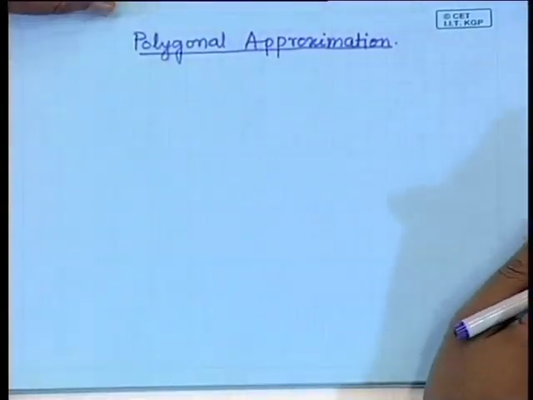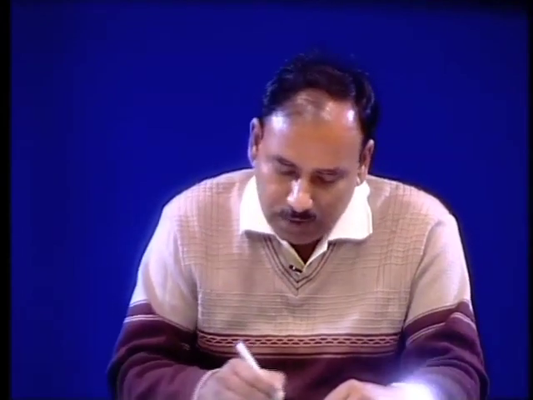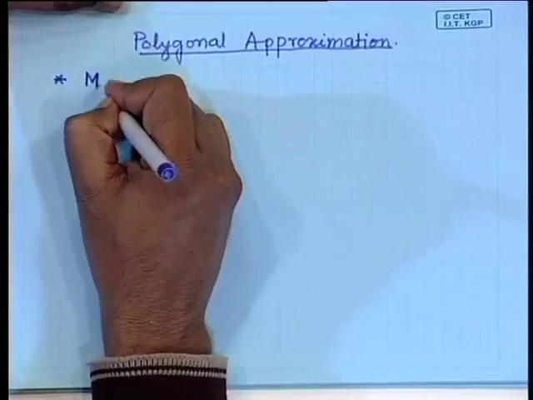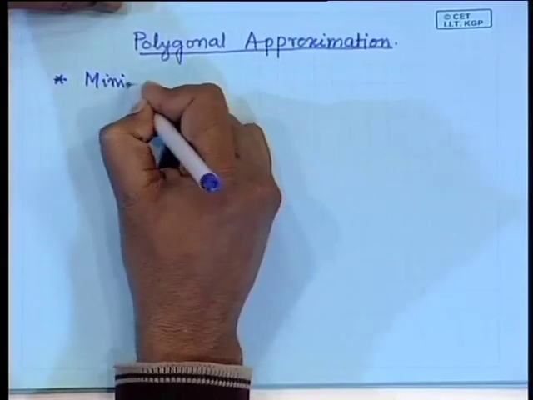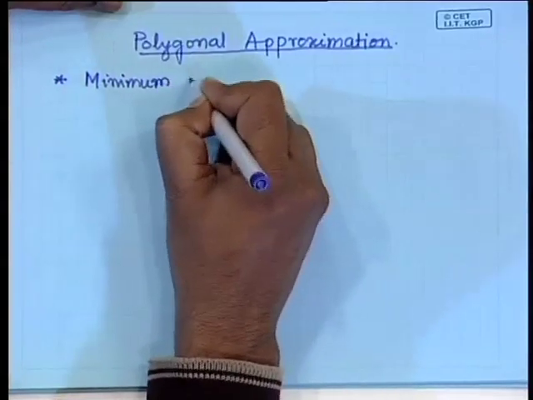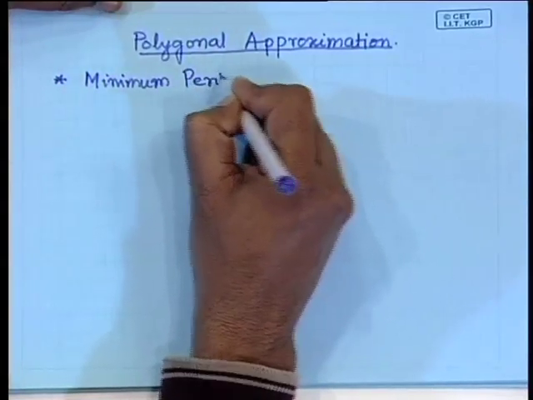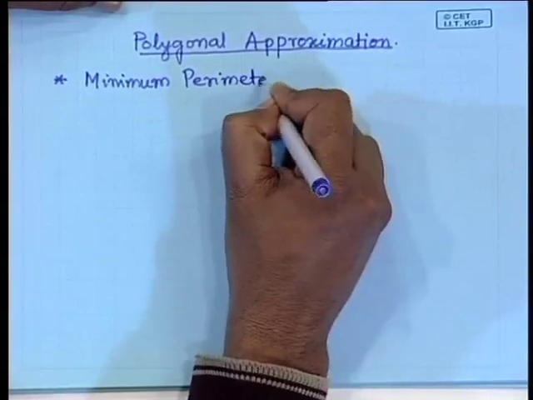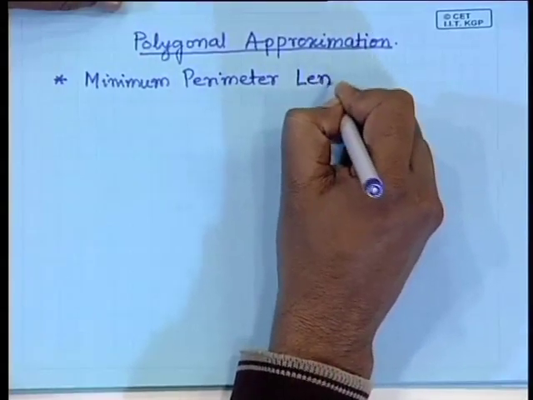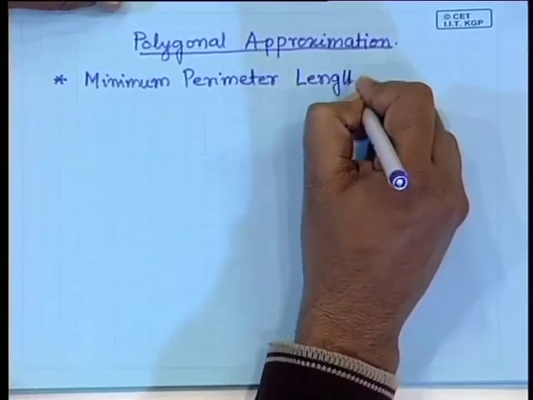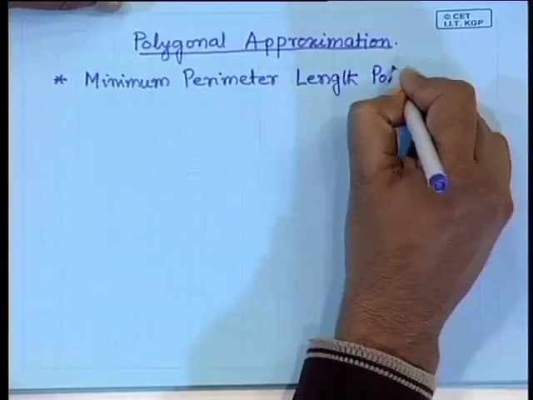When we go for polygonal approximation, there are different types of approaches which can be used to represent a boundary by a polygon. Okay. So, out of this we will discuss here two techniques. One of the techniques is called minimum perimeter length polygonization.